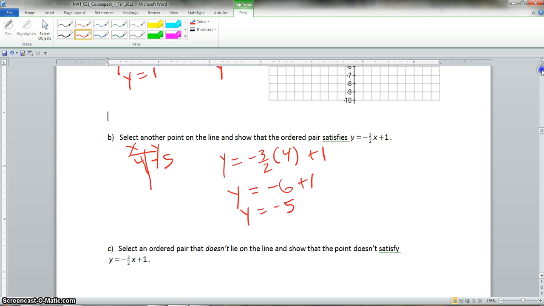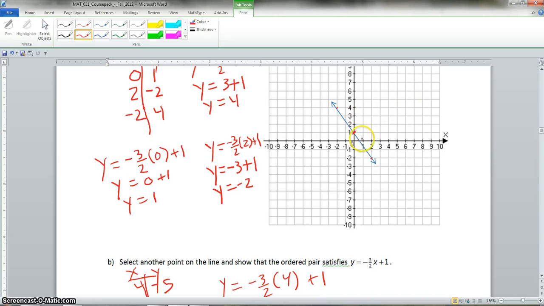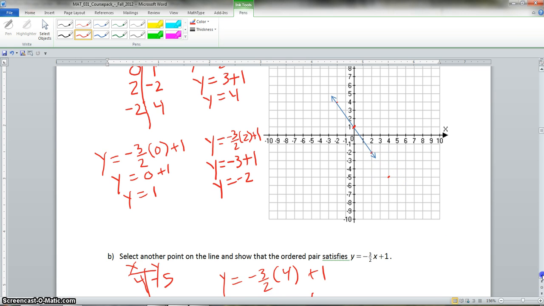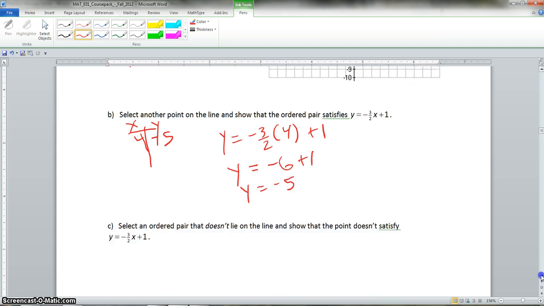So now we go back up here. So now we can go and plot this point. We go to the origin, we go 4, and then we go down to negative 5. And as you all can see here, if we extend this line, it will cross this point here. So that actually works.